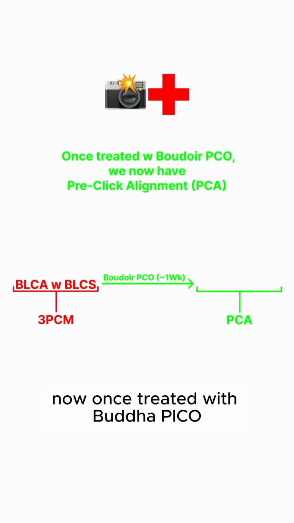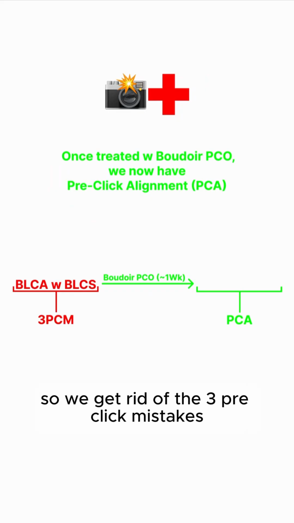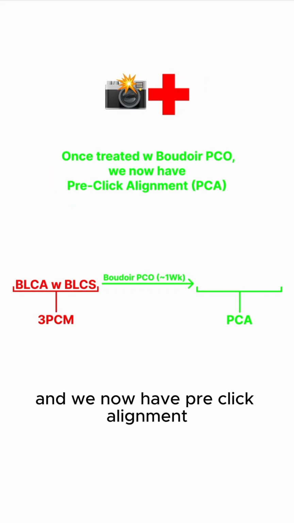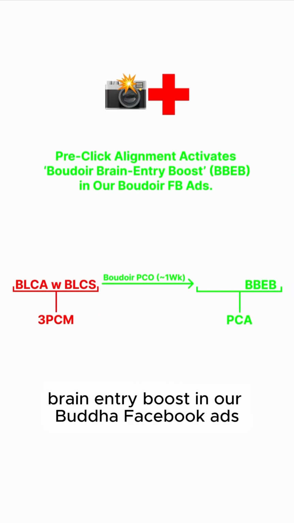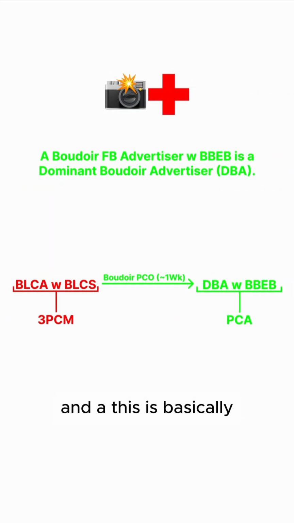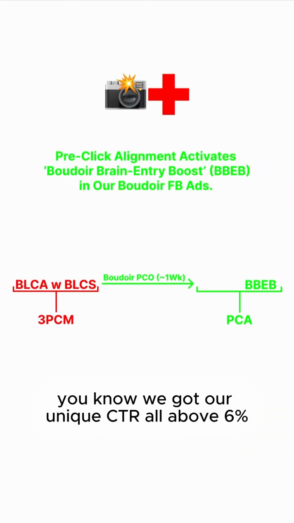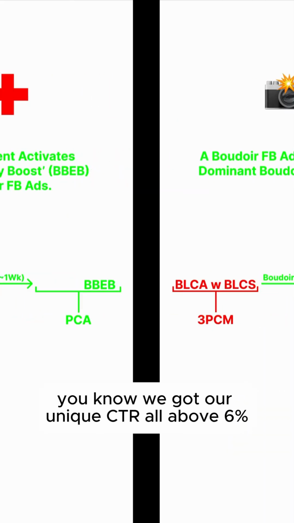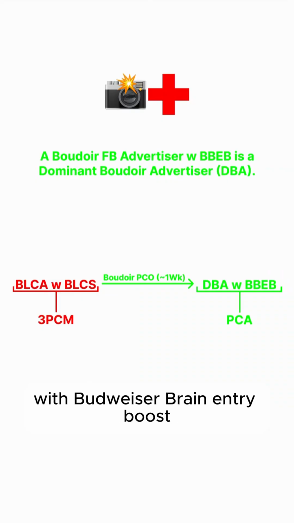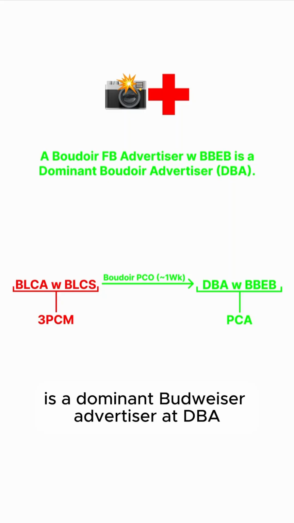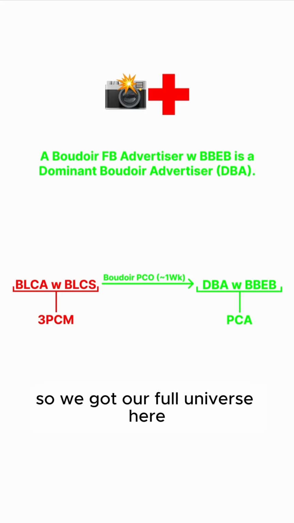Now, once treated with Boudoir Pico, we have pre-click alignment. So we get rid of the 3 pre-click mistakes, and we now have pre-click alignment. And pre-click alignment activates Boudoir brain entry boost in our Boudoir Facebook ads. And this is basically, we got our unique CTR all above 6%. And a Boudoir Facebook advertiser with Boudoir brain entry boost is a dominant Boudoir advertiser, a DBA. So we got our full universe here.